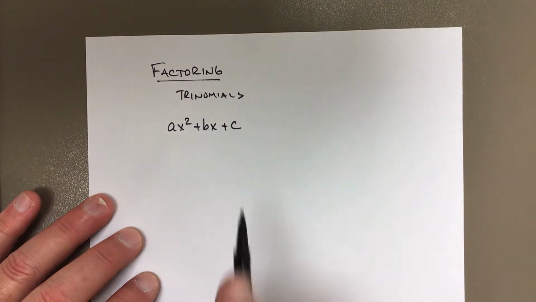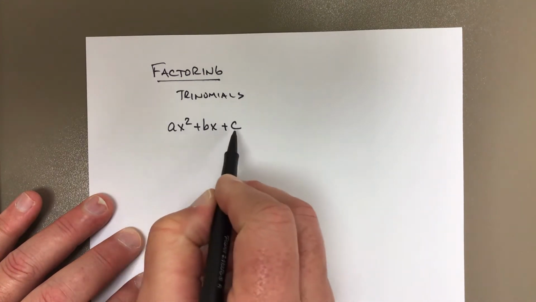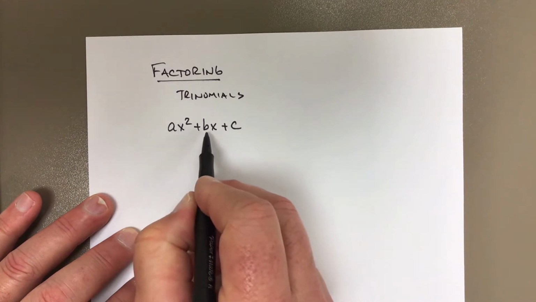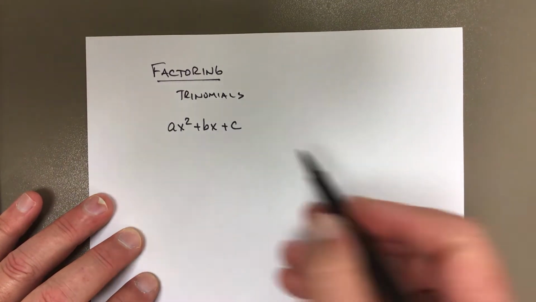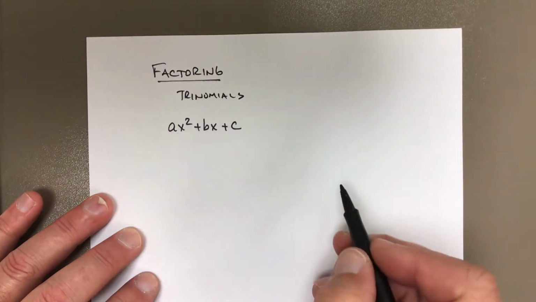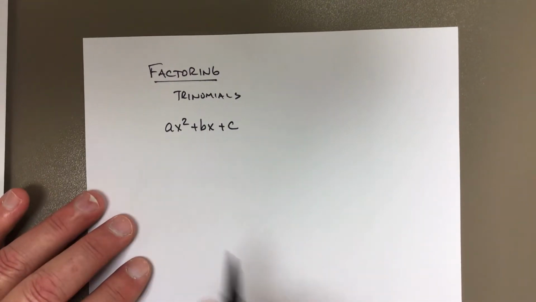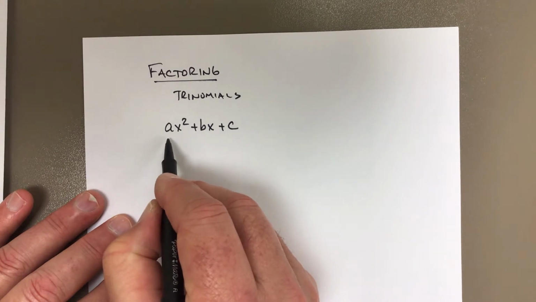trinomial. You'll see this in the instructions, where A, B, and C are numbers. A is the coefficient for x squared, B is the coefficient for the x term, and C is the constant. We need to remember this, and we'll come back to it in a bit. So far, when we're talking about trinomials, the A has always been a 1.